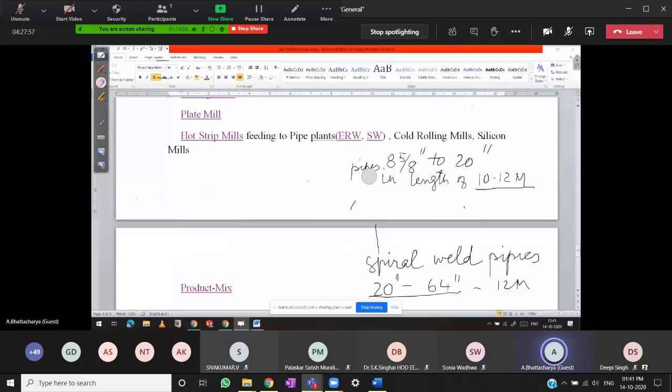And another mill is the cold rolling mill. Now, cold rolling mill, I have not covered separately because it is the same as the hot strip mill. Rolling is done at room temperature, much below the recrystallization temperature.